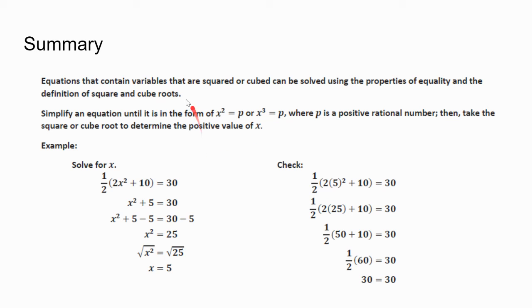So in summary, equations with exponents are solved in basically the exact same way as any other equation. You're going to combine like terms, you're going to distribute, you're going to add or subtract to get your x's on one side, and then you're going to multiply or divide. So you have just an x, and then you're going to get a square or a cube root of those numbers. And that is lesson 5.